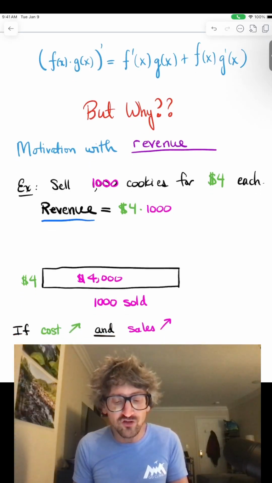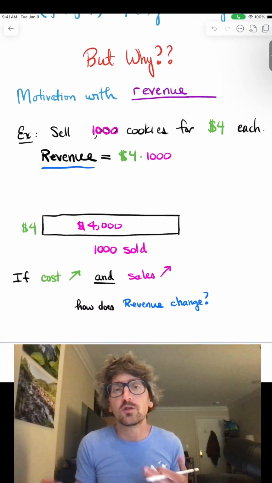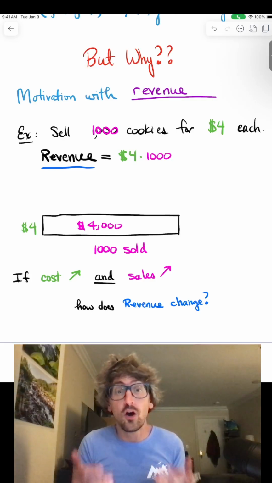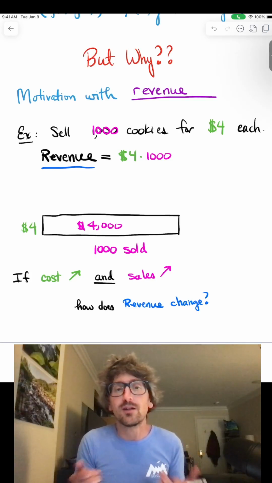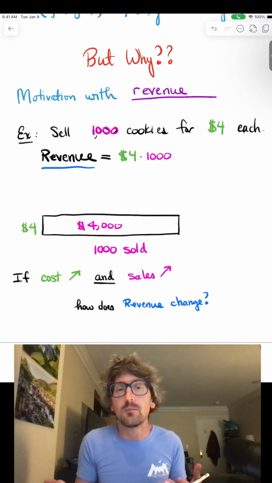But what if things are changing, right? We multiply two things together, the cost and the number sold. What if those things are changing? Like what if the cost is going up, we raise the price to try and make more money, but what if at the same time sales are going up? How is that going to affect our revenue?